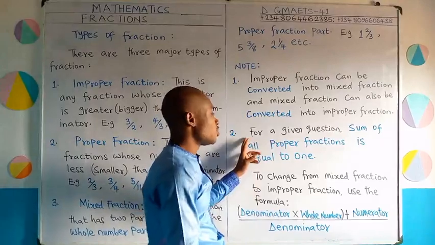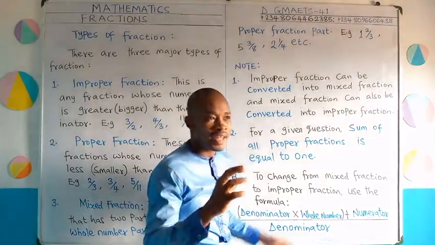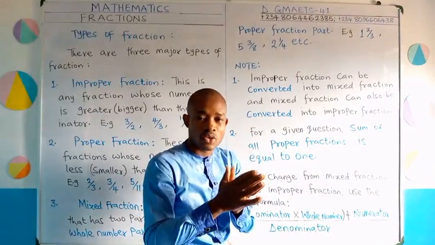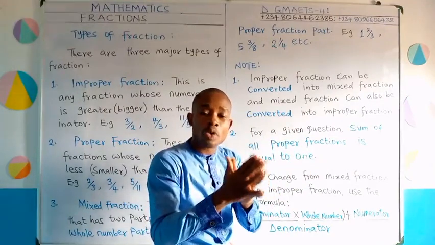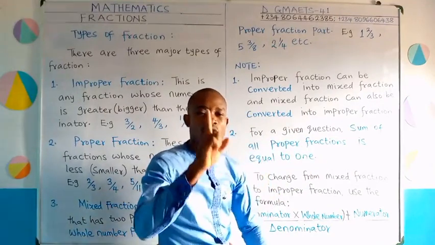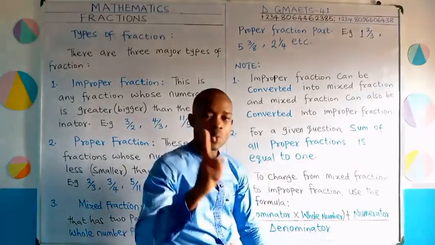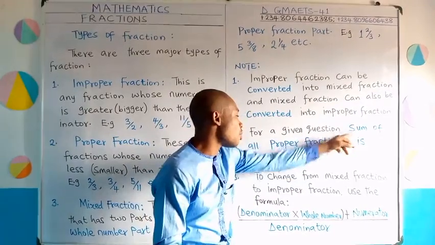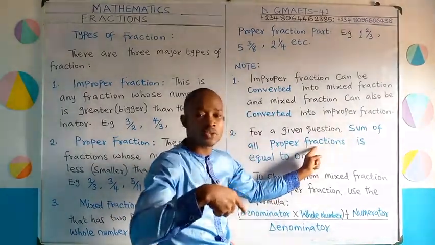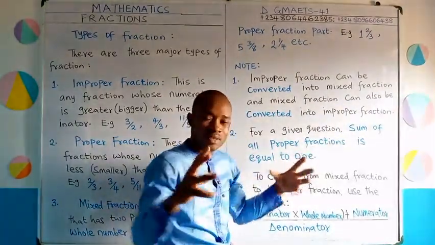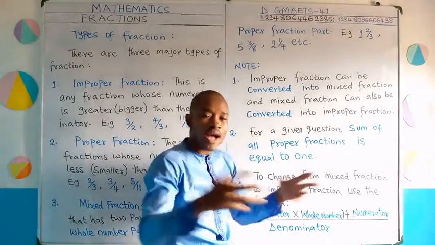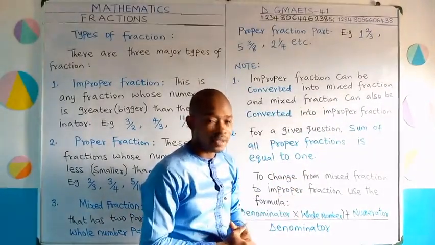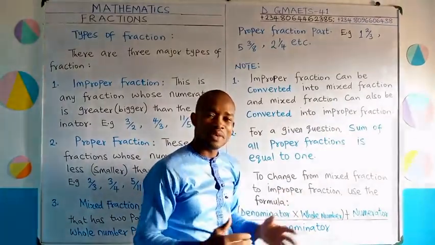Then point number 2, if I give you a question and then the fractions there are all proper fractions, if you add up all the proper fractions, it will give you 1. So that's what I have in point 2 here. For a given question, sum of all proper fractions is equal to 1. Sum means addition. If you add all the proper fractions, you are expected to get what? 1.